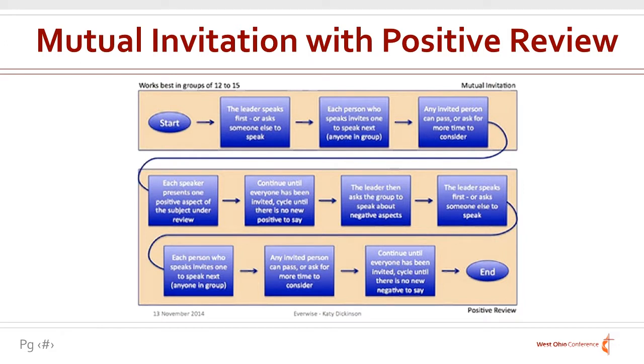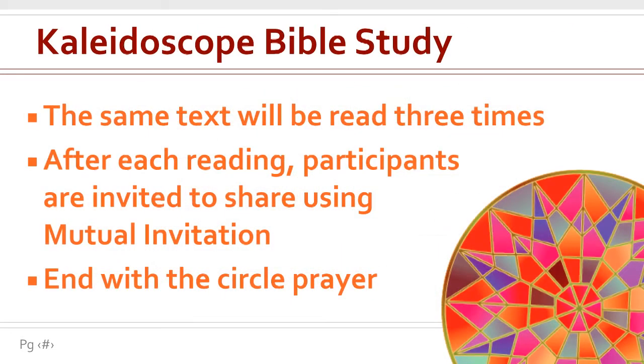After each person has spoken, that person is given the privilege to invite another to share. We will do this until everyone has been invited. This process will ensure that everyone has the opportunity to speak and will even the field by balancing power. The Kaleidoscope Institute Bible Study uses mutual invitation.